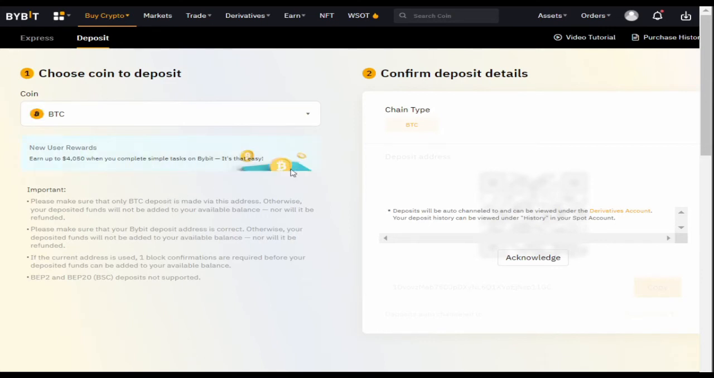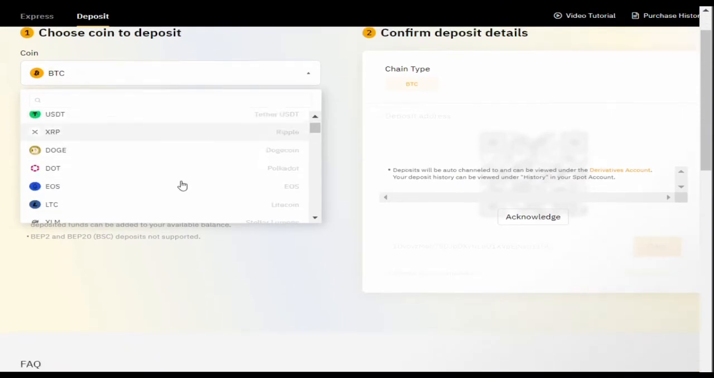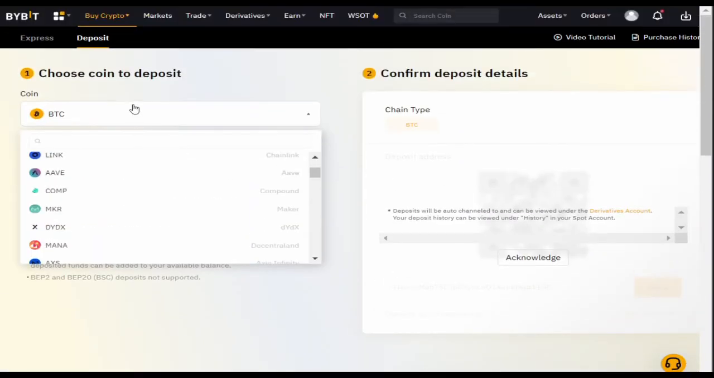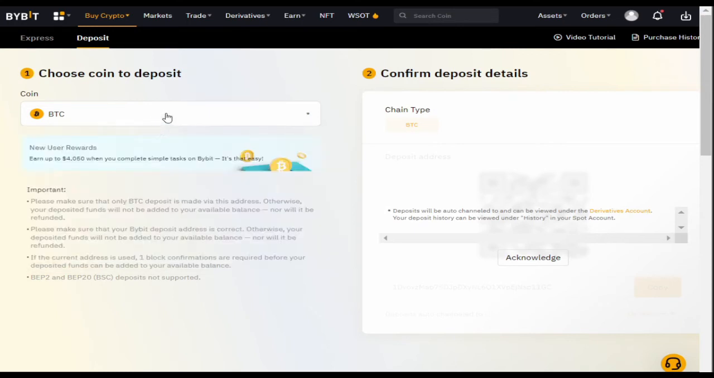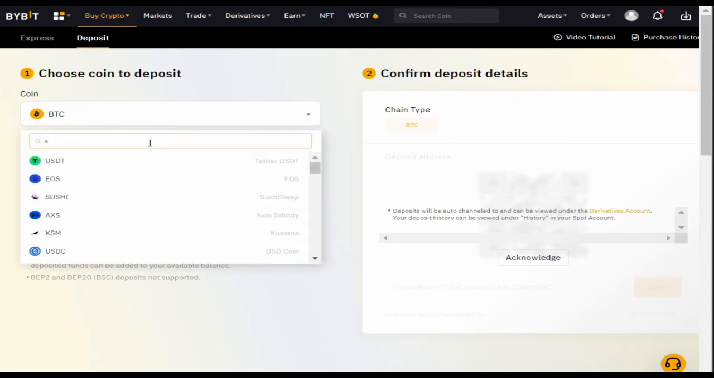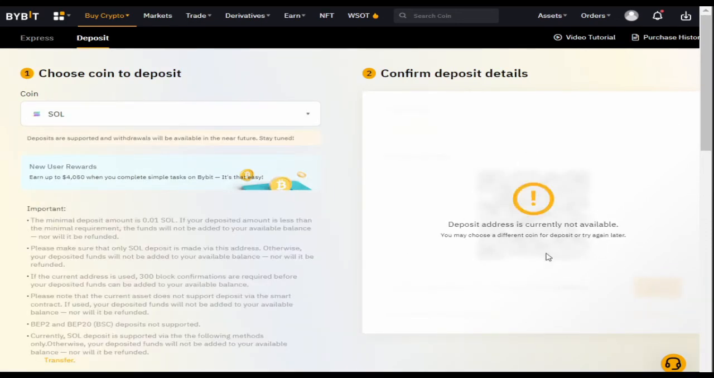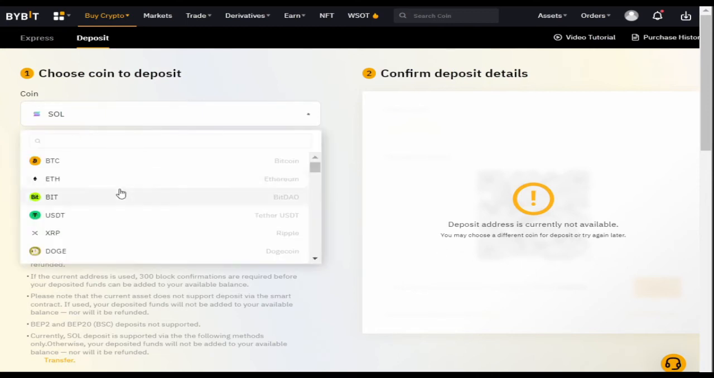So for me, I had some funds in my, what account was it? I think in my Coinbase account. I had some Solana, so I just sent over some Sol. I believe it was. Was it Sol? So Solana, boom. All right, so Solana is currently unavailable, but whatever you choose, right?